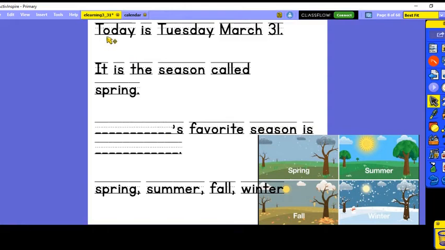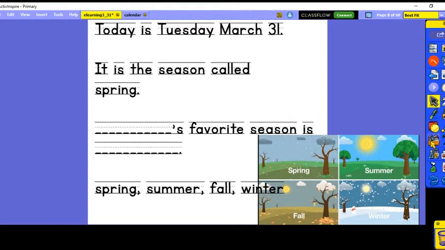Let's read our morning message today, but you can think about what your favorite season is too. Today is Tuesday, March 31st. It is the season called spring. Miss Etheridge's favorite season is spring. And then here are all of our seasons: spring, summer, fall, and winter.